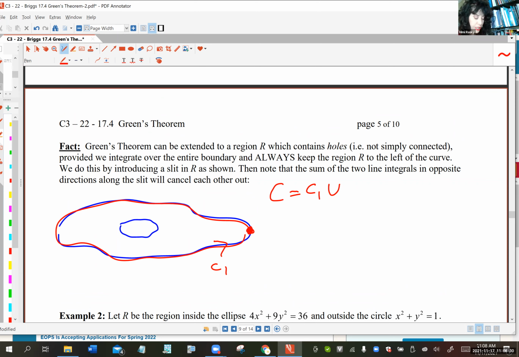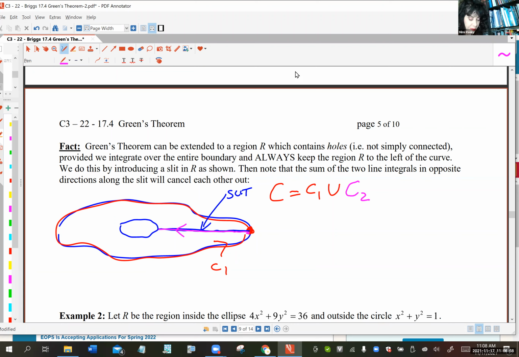Then we're going to grab a knife and make a slit. We're going to cut a slit in our region right here with our knife. That is known as a slit. After we get done traversing the outer boundary C1, we're going to drive along the slit, and I'm going to call that C2.